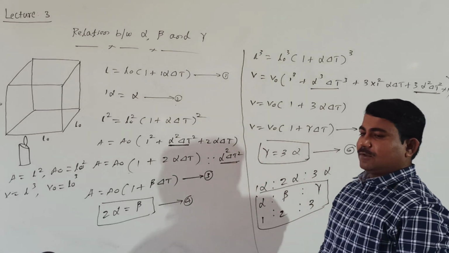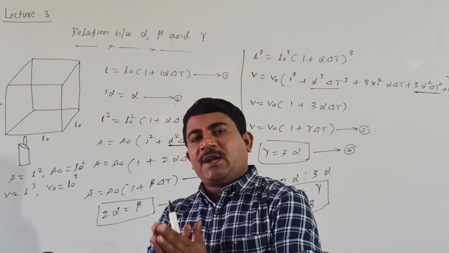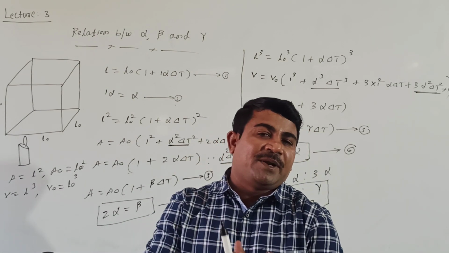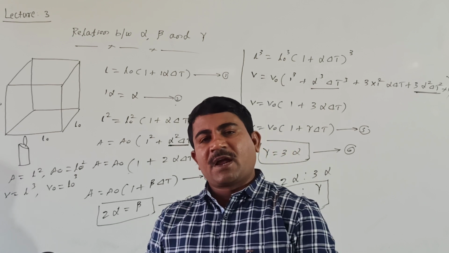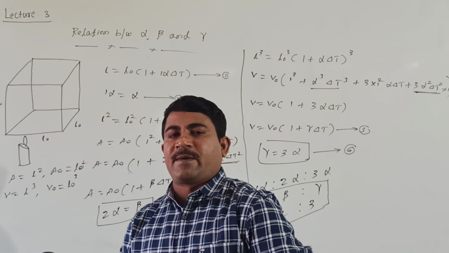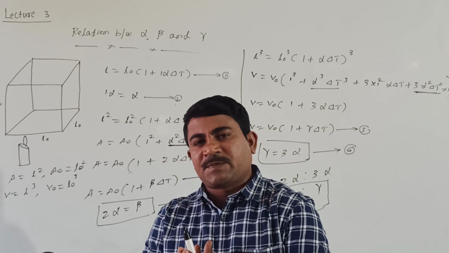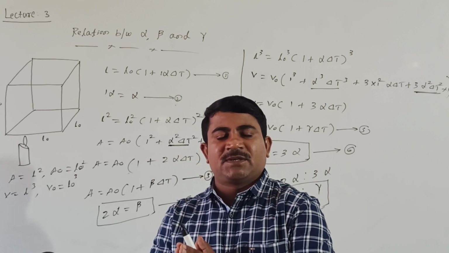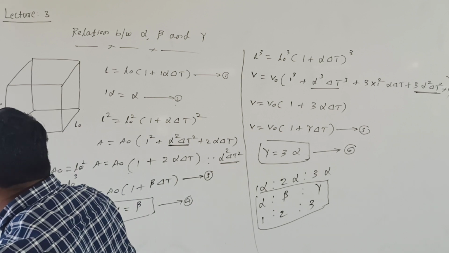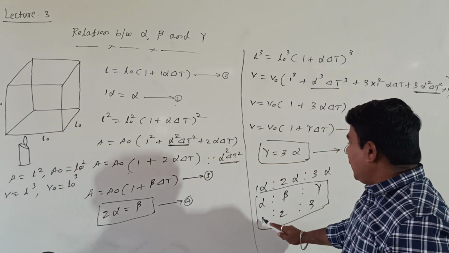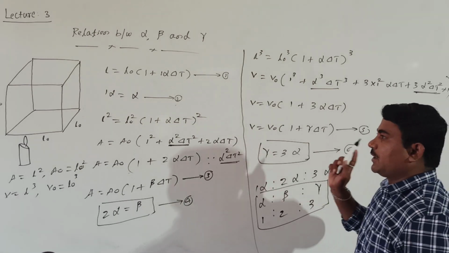1:2:3. But students, we need to study a few more relations concerning alpha, beta and gamma. Before that, we should know about the coefficient of linear expansion, coefficient of areal expansion and coefficient of volume expansion. Remember, alpha, beta and gamma are lying in the ratio 1:2:3.